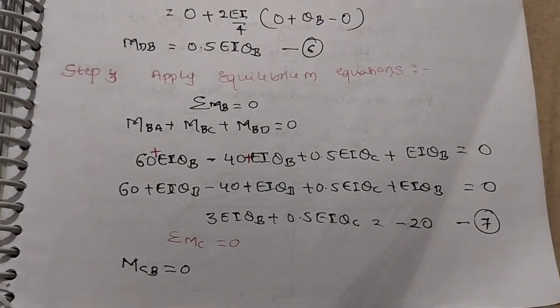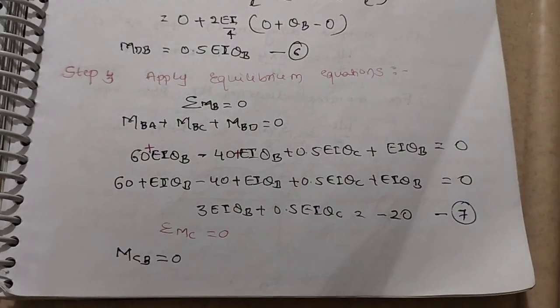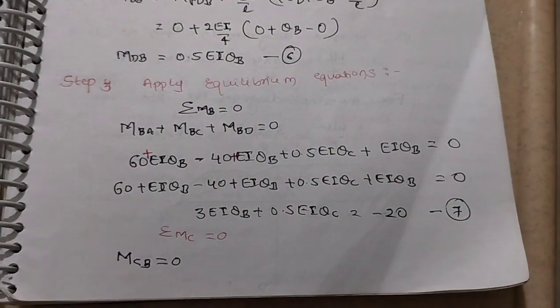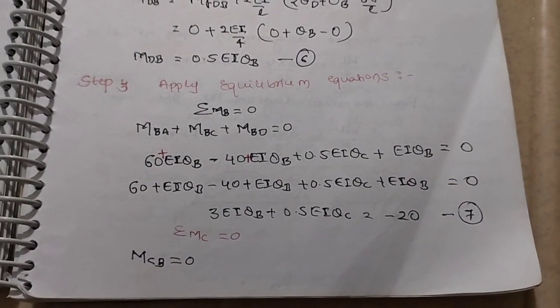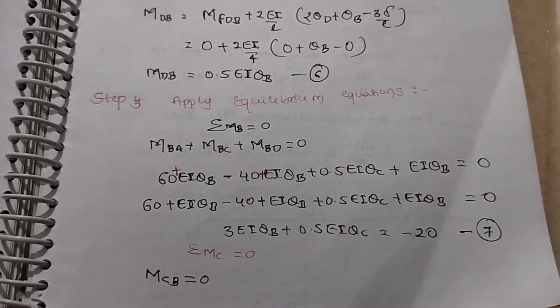Next I will go for step number 3, which is to apply joint equilibrium. We have to go for joint equilibrium. So if you go for joint B, what is the joint equilibrium?